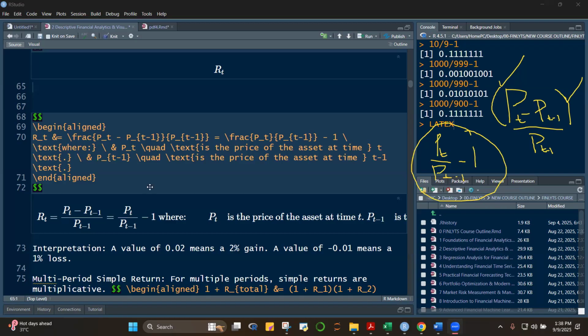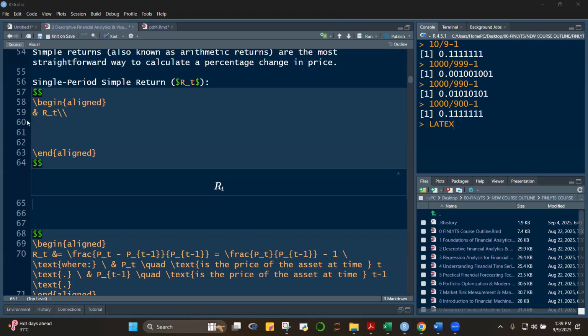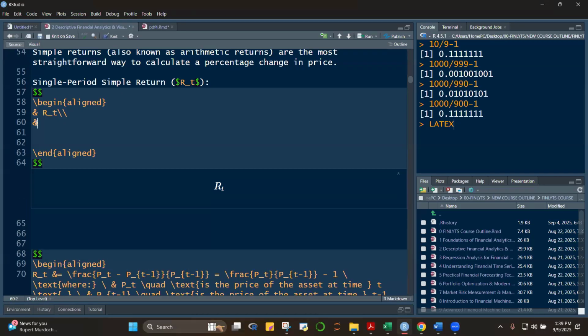All right, so let me erase that first. Okay, so let's write it both. P sub t minus P sub t minus 1 over P sub t minus 1, which is equal to P sub t over P sub t minus 1 minus 1. Okay, so how do you write this, class? Now, fractions are written this way. Let's start with an ampersand here so that this will be aligned with R sub t, okay? And then space, frac. So this is fraction, class. This is how you write fraction.